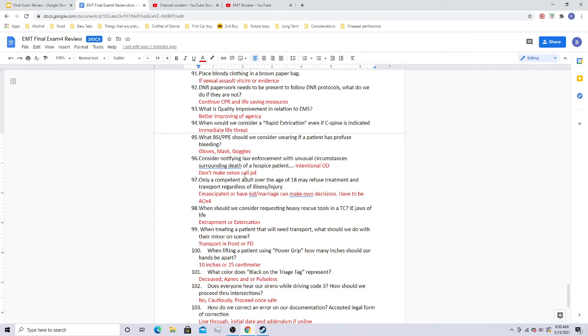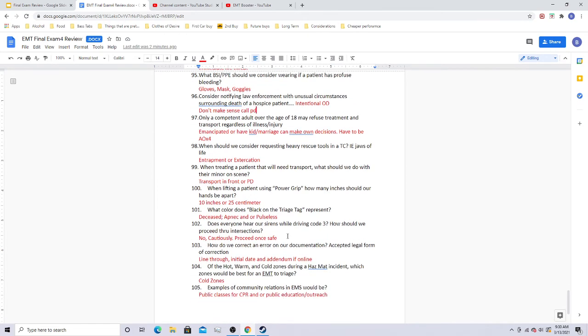When lifting a patient using a power grip, how many inches should our hands be apart? 10 inches or 25 centimeters? I don't know what the power grip looks like. You're going to have to Google that. What does black on the triage tag represent? This goes back to your START cards. This means deceased, apneic, or pulseless. Some more grim ones will say morgue, but yeah, all means the same, dead.